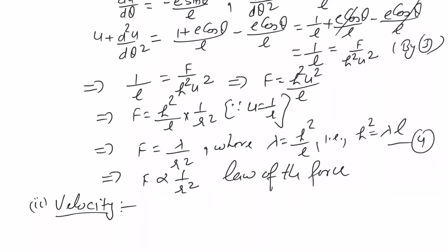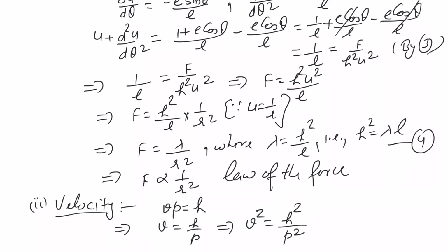In the previous video where we discussed the areal velocity, we determined the formula for the velocity when its path is known, and it is given by Vp is equal to h when the path is known. Here the path is known because the path is elliptic. This implies that V is equal to h by p. This implies that V square is equal to h square by p square.